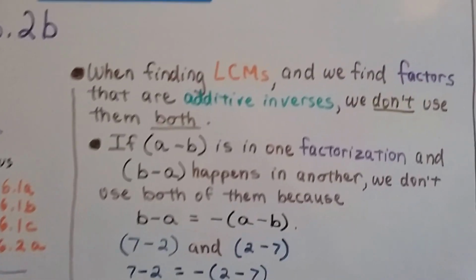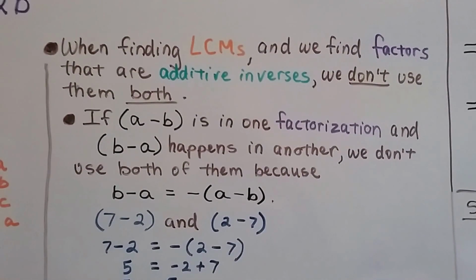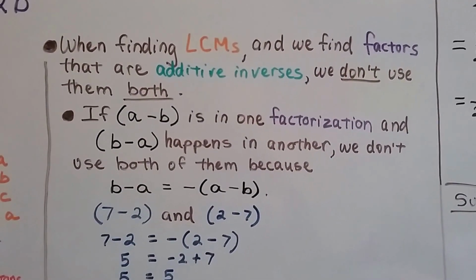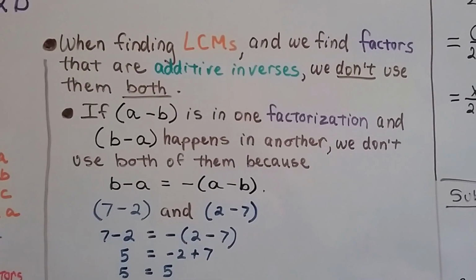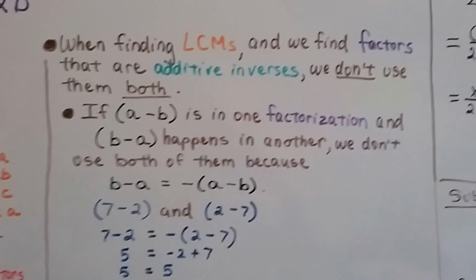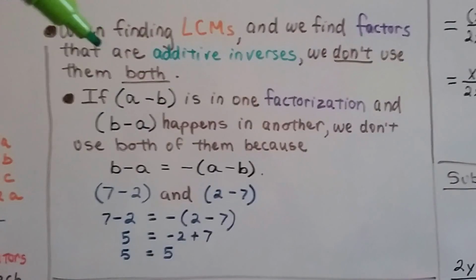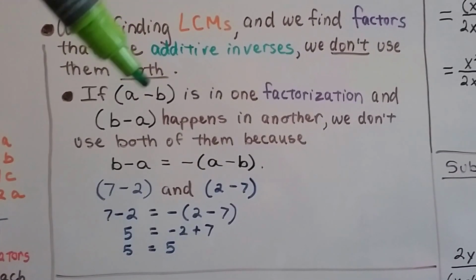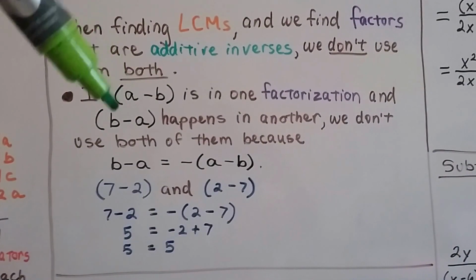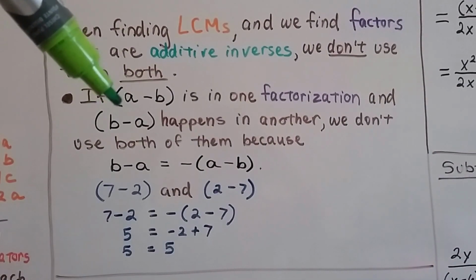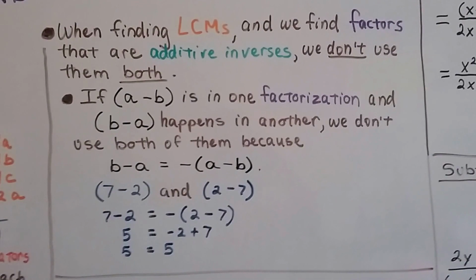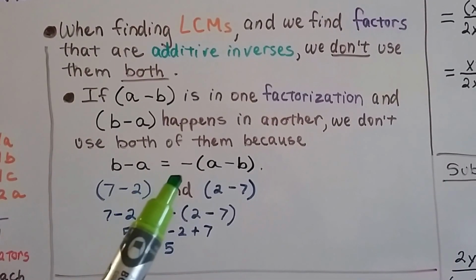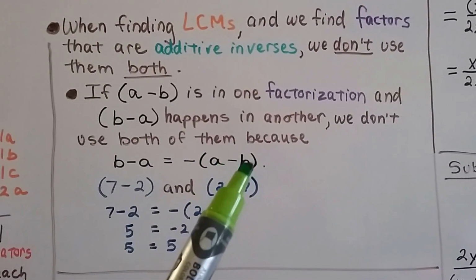When finding LCMs, the least common multiples, if we find factors that are additive inverses, we don't use them both. Okay? So take a look at this. If we've got an a minus b in one factorization and b minus a in another, we don't use both of them because b minus a is equal to the negative of a minus b.